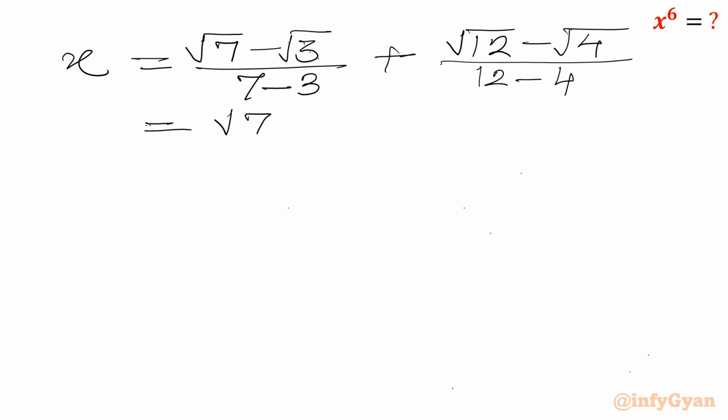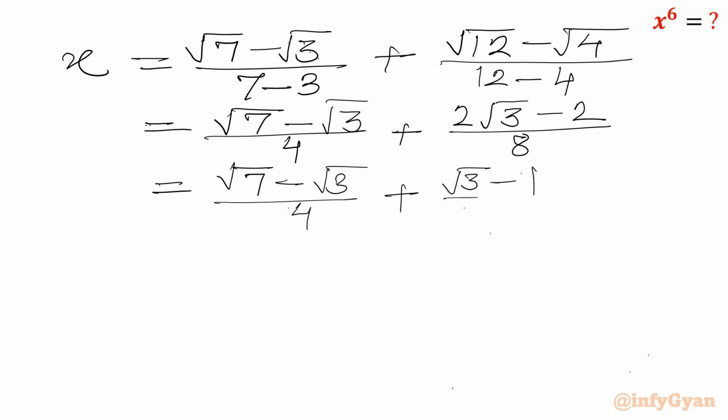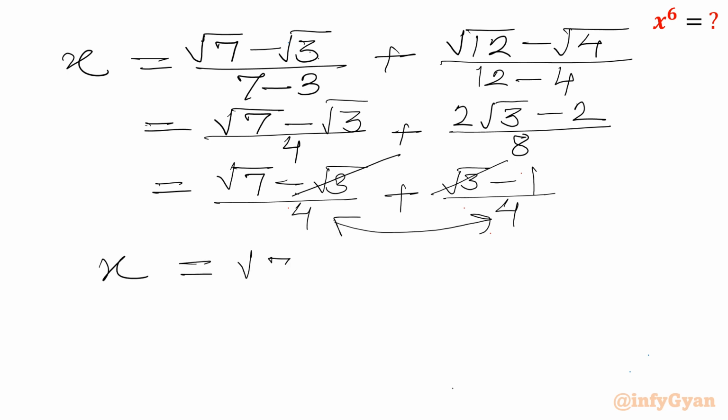So I can write root 7 minus root 3 over 4 plus root 12, we can write 2 square root 3, root 4 it is 2, over 12 minus 4 is 8. Further, I can write root 7 minus root 3 over 4 plus root 3 minus 1 over 4. Now we can cancel minus and plus root 3 as our denominator is same. So x will become root 7 minus 1 over 4.